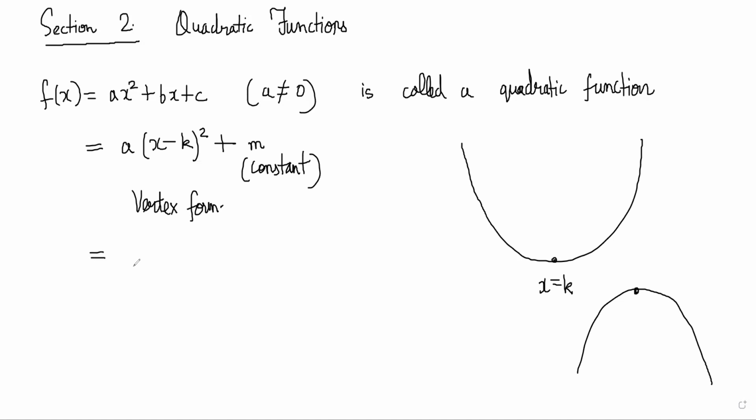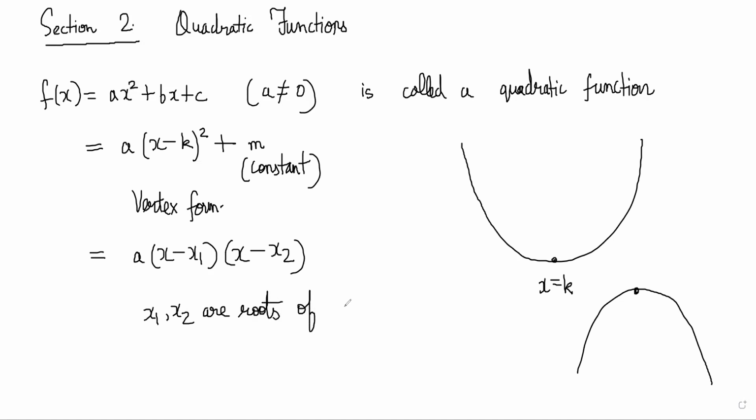Another form is in terms of its roots, which is the factored form. And we write it like this, where x1 and x2 are roots of f of x equal to 0, right? This form is also very useful sometimes because we might have problems involving the roots. So we can factorize a quadratic polynomial in this form, right?